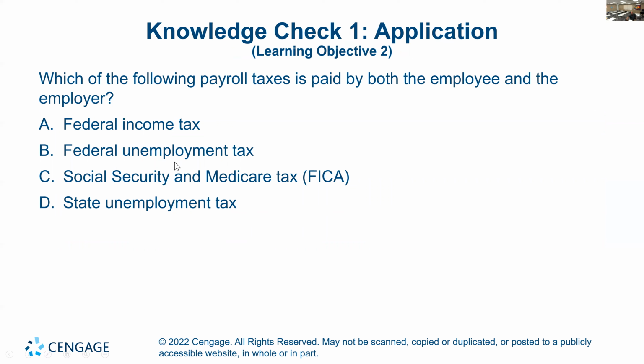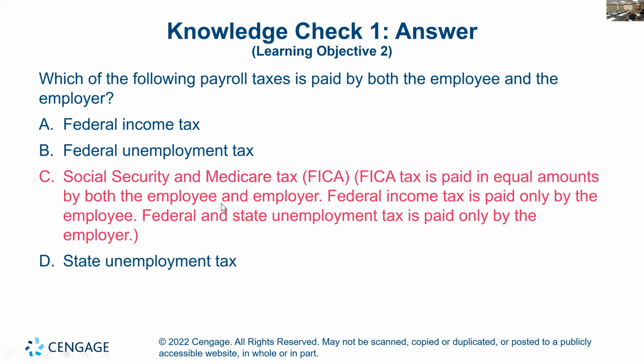Which of the following is paid by both the employee and the employer? Well, the unemployment taxes are employer only, the income tax is employee only, but the FICA, the Social Security and Medicare, are paid by both.